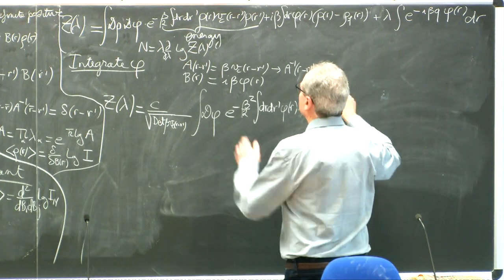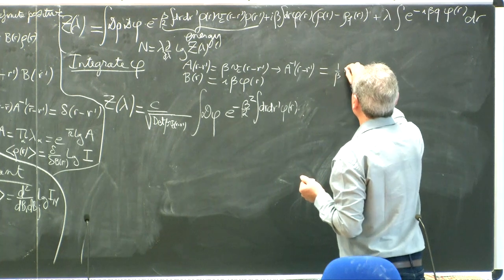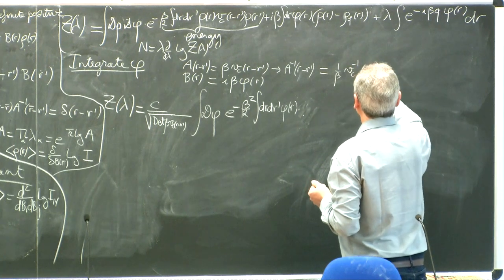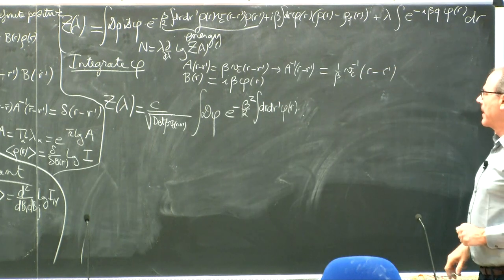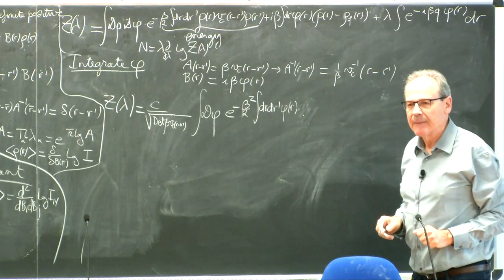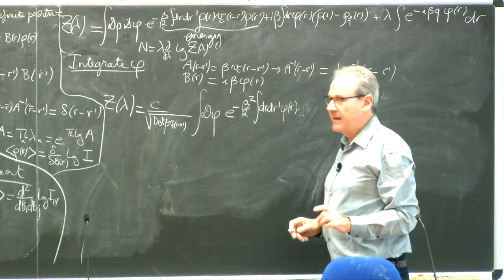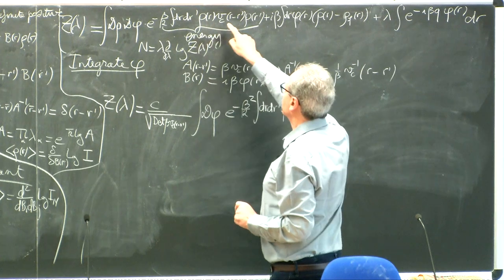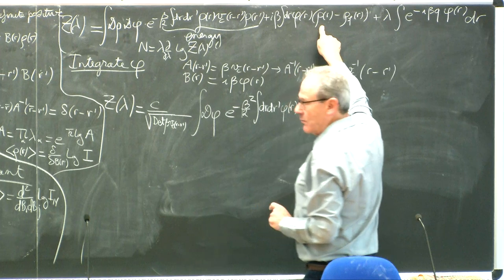Because it's an inverse, it's 1 over beta, Vc minus 1 of r minus r prime. It's quite obvious. You integrate over rho, okay, because rho is quadratic. It's rho V rho plus i beta phi rho.